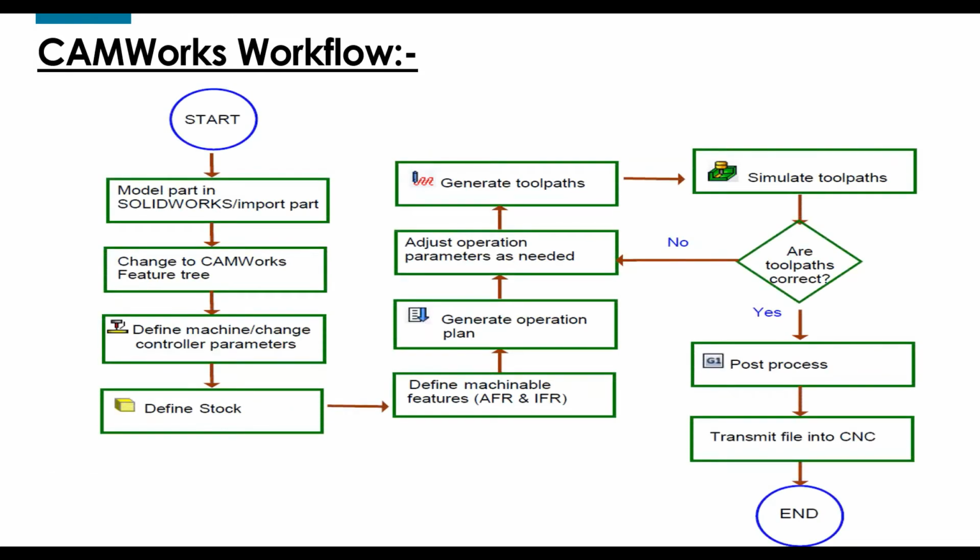You have to start the software, then you open a model, or you can design a model in CamWorks. Then you go into the CamWorks feature tree, where you have all the features which need to be machined. In that, first of all, you have to define a machine. Say, if I have a 3-axis milling machine, a 4-axis machine, or a turning machine, you have to first define a machine.